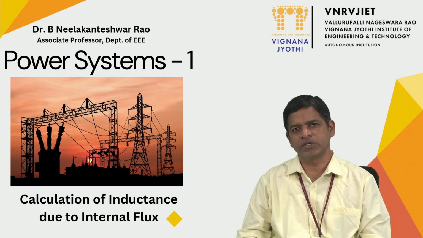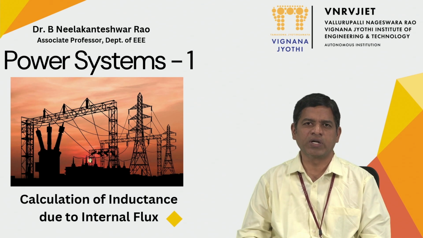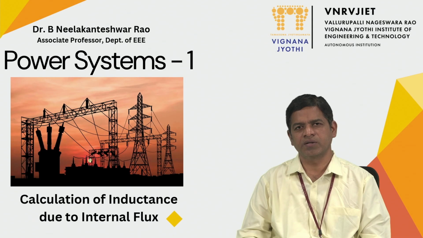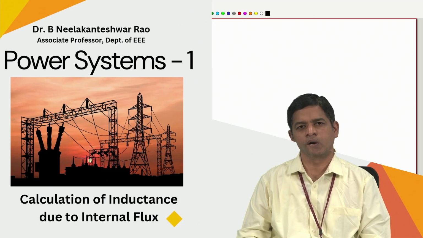When a current flows in a conductor, surrounding it we have magnetic flux, and the ratio of flux linkage to the current flowing in the conductor is known as inductance offered by it. Now when we say magnetic flux, it can either flow inside the conductor or outside the conductor. So today we'll see the inductance calculation due to flux which is internal to the conductor. We call this flux as internal flux. So let us see about it today.